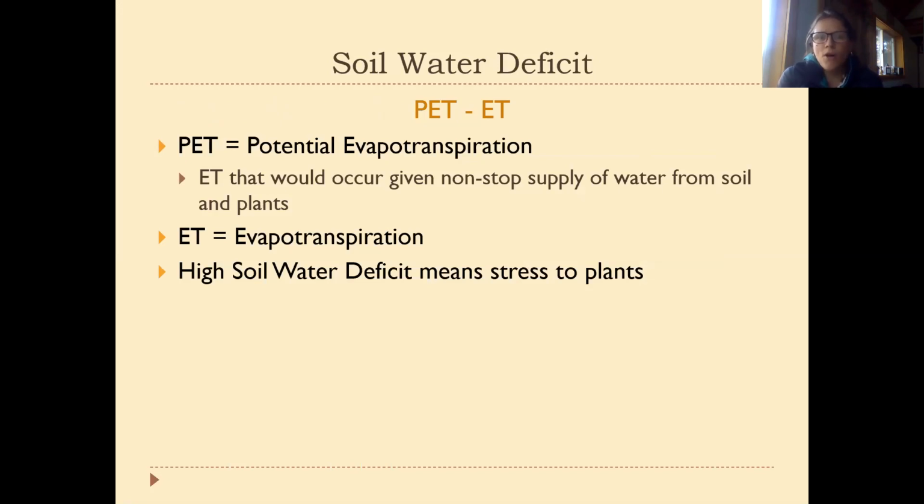And so the soil water deficit is the PET minus ET. So we already know what ET is. That's evapotranspiration, how much water is actually lost to the atmosphere from the soil surface through evaporation and transpiration. And then PET is potential evapotranspiration, the amount that the atmosphere could evaporate if there was unlimited water around.